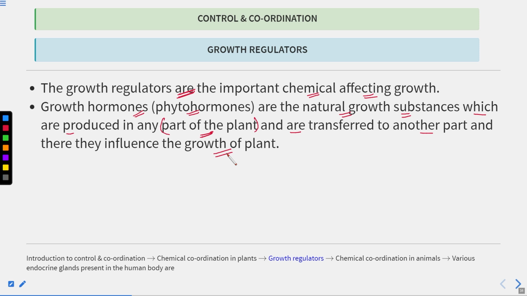So they are produced at specific sites such as shoot apical meristem or root apical meristem, and when they are produced there, then they are transferred to another region and they show their effect in the transferred region.